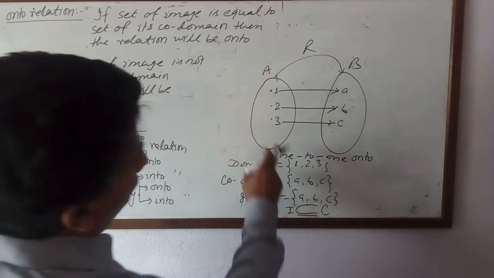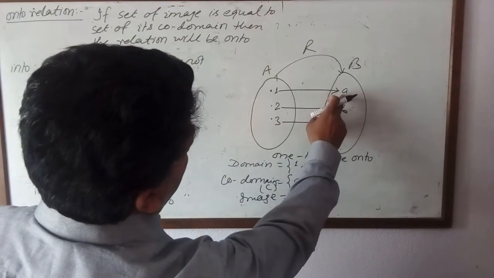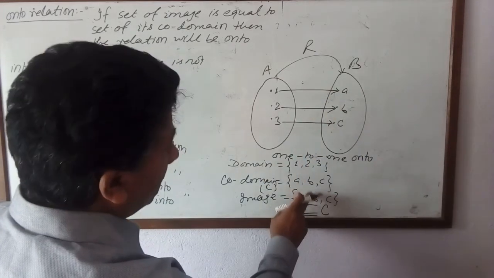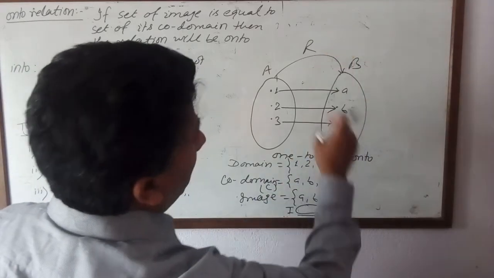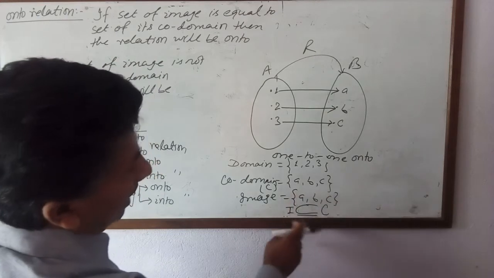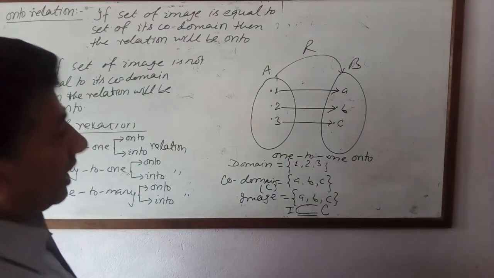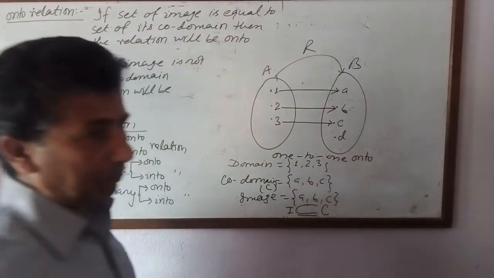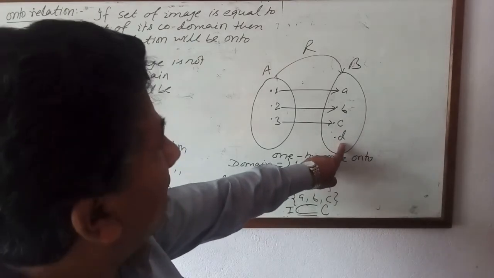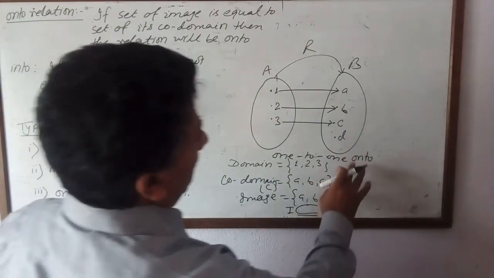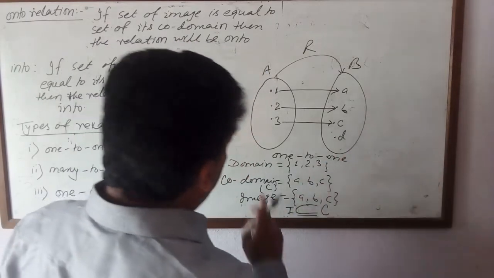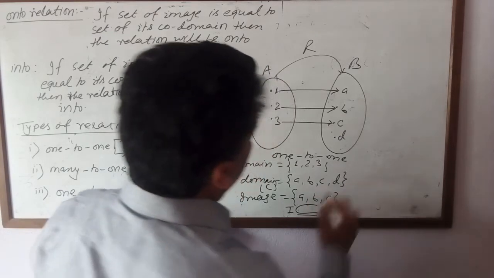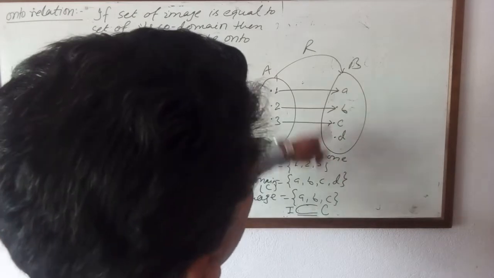Again, domain 1 to 3: 1 has image A, 2 has image B, 3 has image C. Now ABC is the set of image, and the total set B is the set of codomain. The codomain and image set are equal. That's why it is onto. Now another example, into. Suppose there is another element D in set B. Now the set of codomain will be ABCD, with four elements.